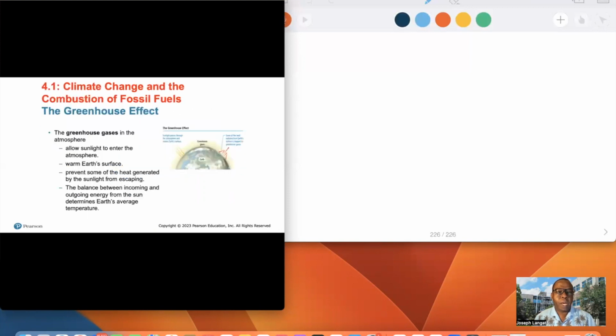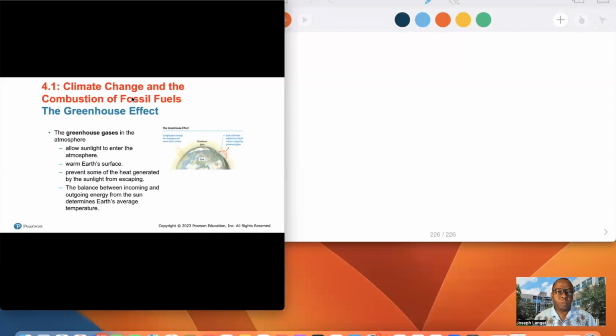To start off part A, section 4.1, climate change. I know this term you have heard over and over again, climate change. Some folks use global warming and stuff like that. What does it have to do with chemistry? As far as we are concerned, what is the connection between our chapter and climate change?